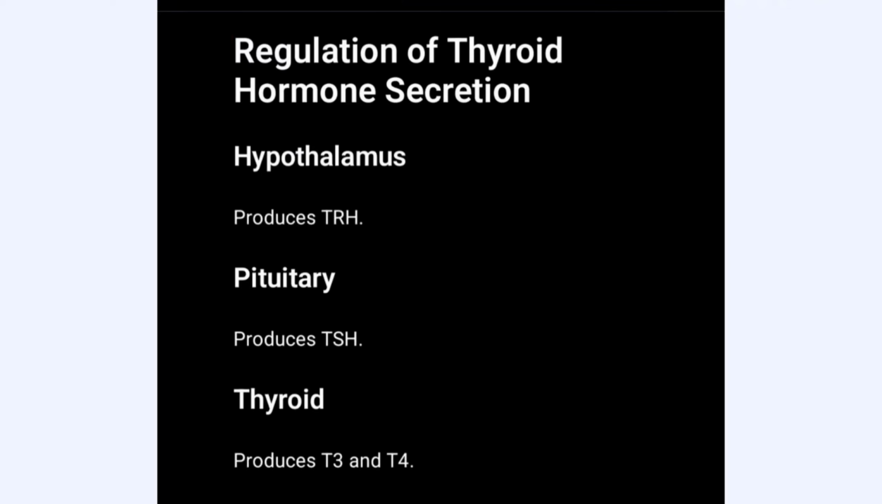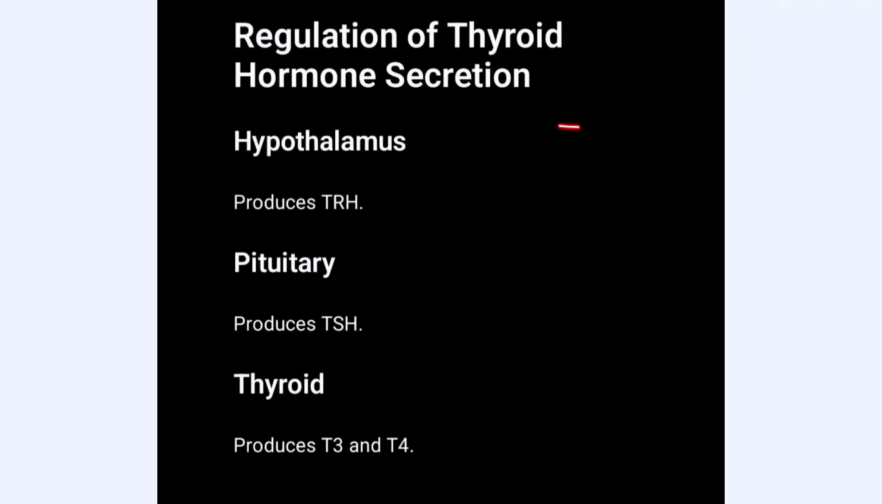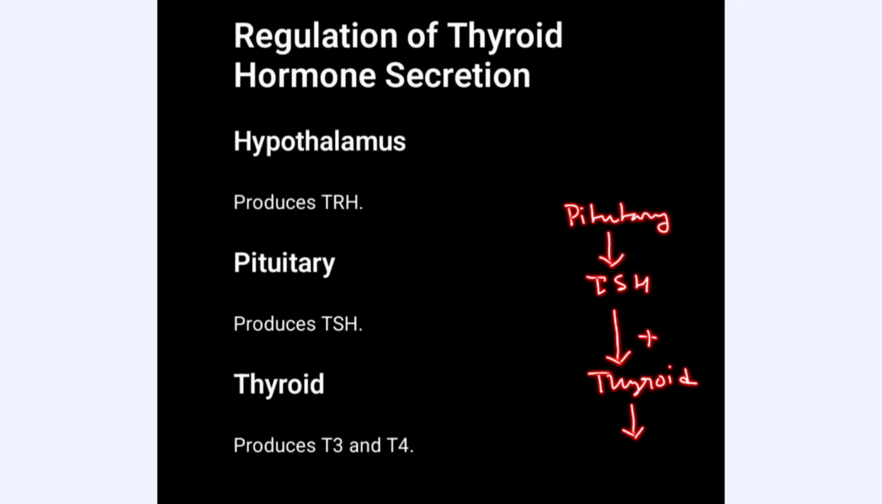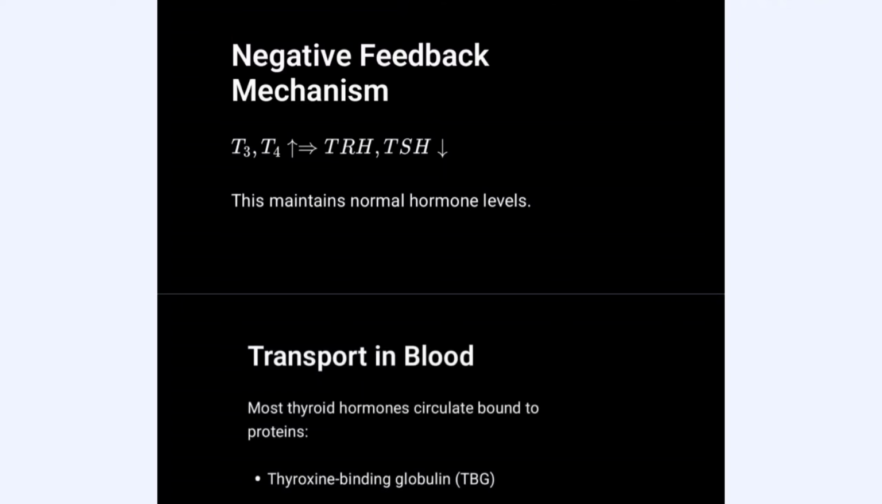Now, let's see the regulation of thyroid hormone secretion. We have seen it before that TRH secretes from hypothalamus, which stimulates the pituitary gland to secrete TSH hormone, and the TSH stimulates the thyroid gland to secrete T3 and T4. And we have seen that the level of T3 and T4 in the blood is maintained by negative feedback system. We have seen this before.